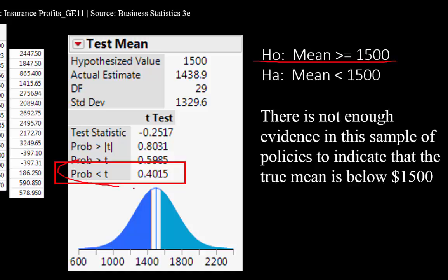We would use this particular value, the result of our p-value, for making this decision. Because this p-value is very large, more than 0.05, we would fail to reject the null.